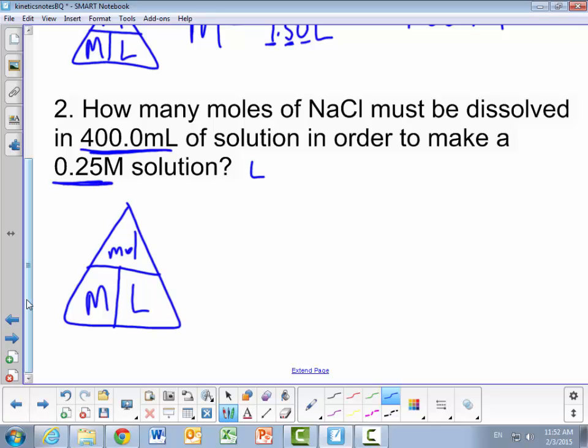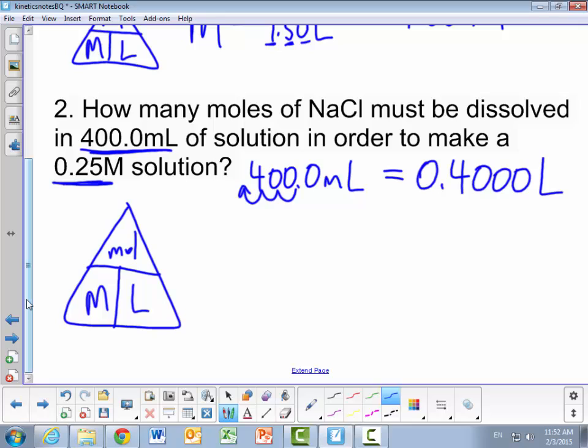Now 400 milliliters, first thing I'm going to do is change that to liters. So to go from milliliters to liters, it's 3 jumps to the left with my decimal. And so I end up with 0.4 liters. Because I had 4 sig figs in my original volume, once I make my unit conversion, I must still have 4 sig figs.